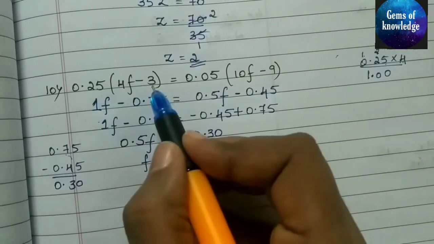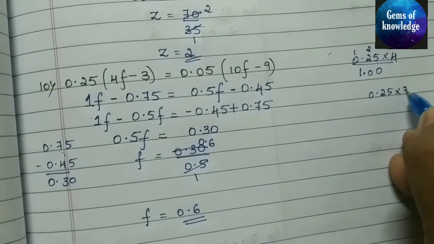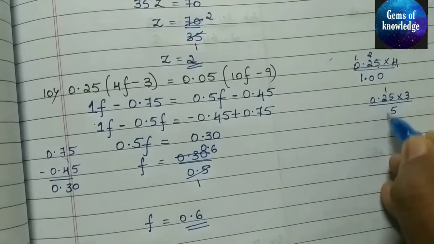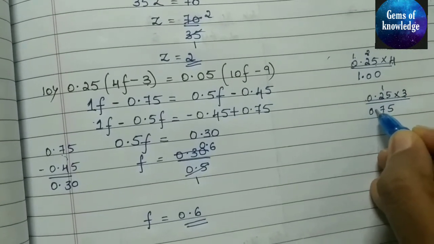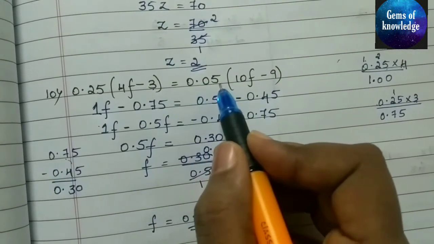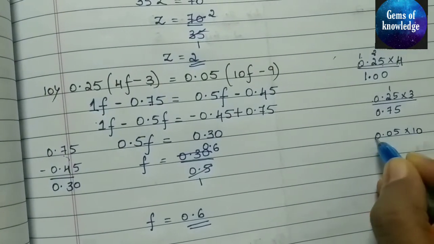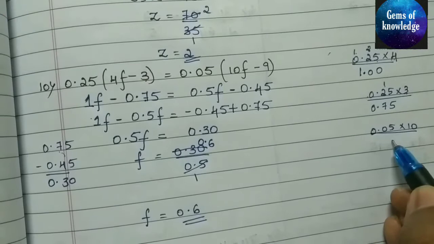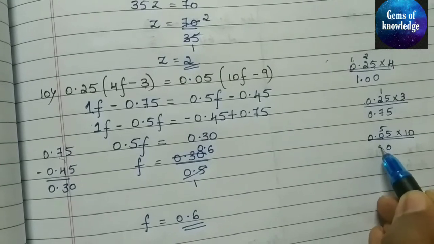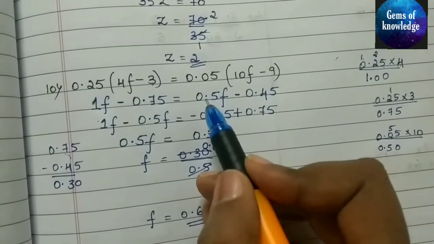Similarly, 0.25 multiplied by 3: 3 fives are 15, 5 and 1 will be carried. 3 twos are 6 plus 1 is 7, and 3 zeros are 0. So we get 0.75. Next, 0.05 multiplied by 10: 10 fives are 50, 0 and 5 you keep as it is. 10 zeros are 0 plus 5 is 5 and 10 zeros are 0. So you get the value as 0.5f.